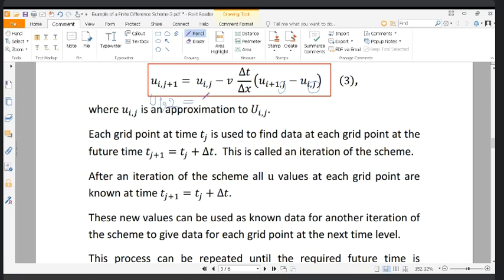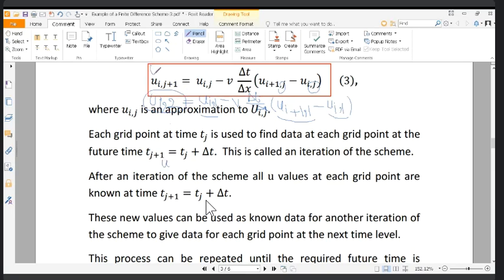We have u_i,1 minus v delta t over delta x, times u_i+1,1 minus u_i,1. We have the exact solution for this based on the initial condition. And we can go to the next time step and compute u_i,2. When we compute u_i,2, I can use this value and compute u_i,3.